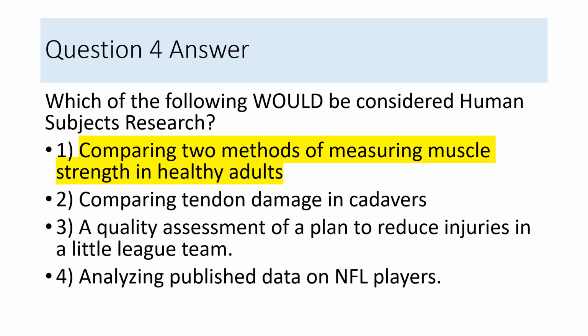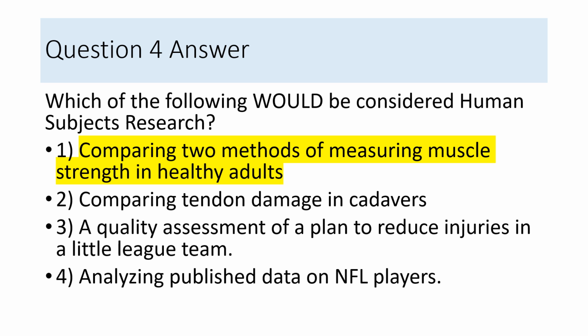And the correct answer is number 1, comparing 2 methods of measuring muscle strength. Research on cadavers is not correct because the definition of human subjects requires that they be living. A quality assessment plan is usually not generalizable. Published data is not private information.